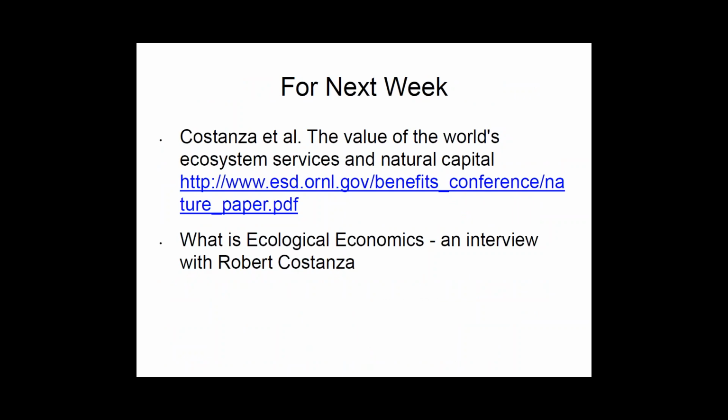And so for next week, some of the things we will be looking at are a very seminal paper by some ecological economics practitioners that tries to actually put some dollar value on some of these ecosystem services and natural capital, and to understand what the stuff that nature contributes to us is worth in dollar value, at least in comparison to the size of the economy we have built out of that stuff.